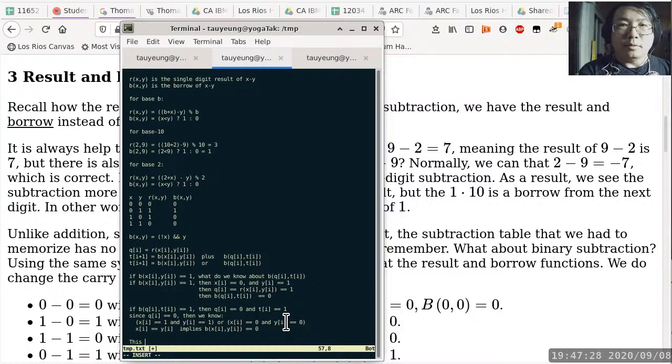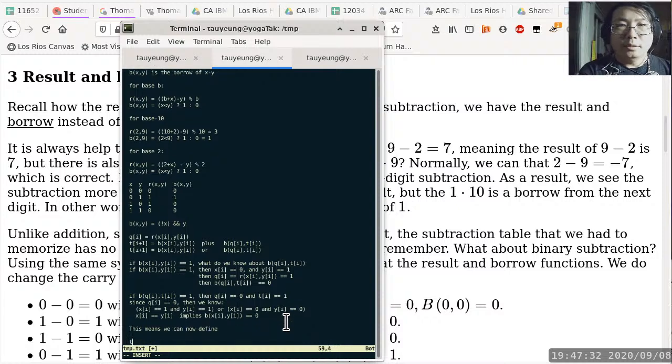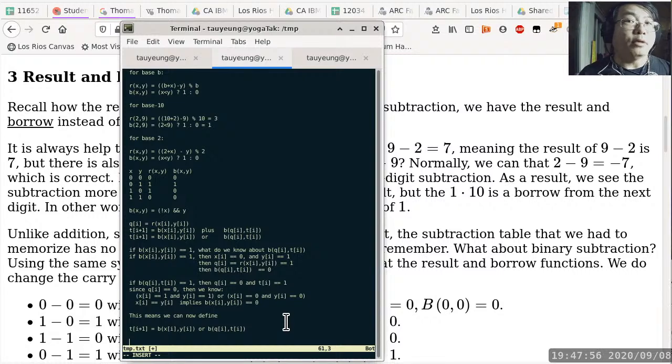Okay, so this means we can now define T of i plus 1 to be B of xi, yi, and this time we can use the logical OR for sure, because we know we don't need arithmetic addition. We can just use a logical OR, or the borrow of qi, ti. Now this is a big step because we don't have an arithmetic operator anymore. We are boiling everything down to Boolean or logical operators.